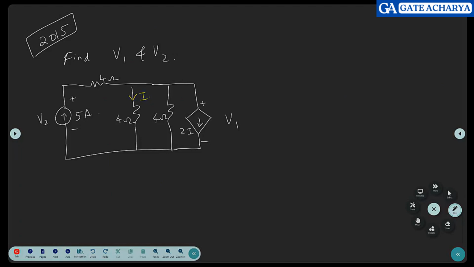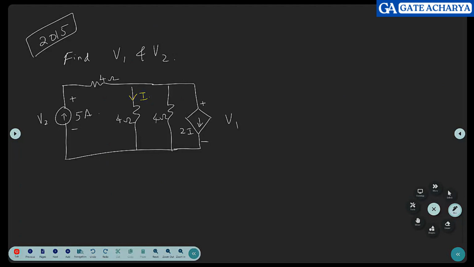See, whenever you see this kind of a diamond, it represents a dependent source. Circle means it's an independent source. What is the meaning of dependent source? First of all, this is a current source. How do I say it's a current source? Here, mark it. So this is a current source.